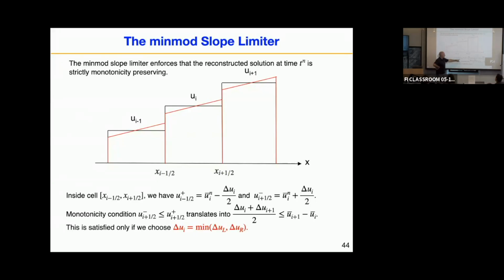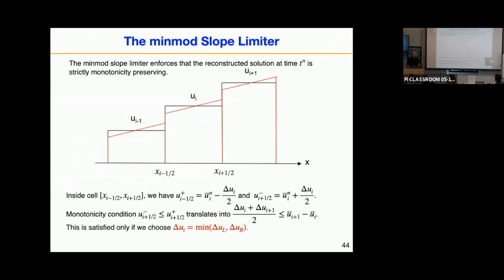So basically you write the left value here, and the right value here, and then you ask this one to always stay below this one, and you ask this one to always stay below this one. If you write it down, this gives you a condition that the slope has to be the minimum of the left and the right slope. If this condition is satisfied, you know that you're never going to be overshooting the value at the interface. That's called the minmod slope limiter.